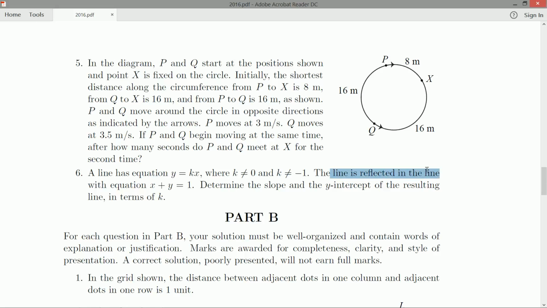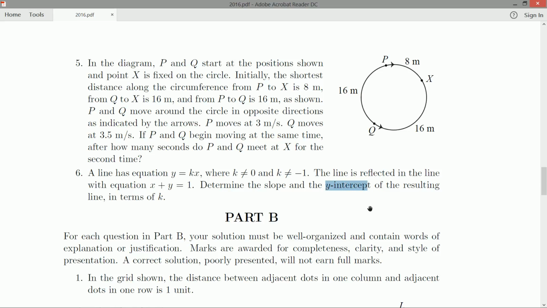The line is reflected in the line with equation x plus y equals 1. So this is an equation of a line in standard form. If you're more comfortable with it, you can rearrange this to be y equals mx plus b. I know that's what a lot of people like. But I'm guessing there might be a reason they gave it to us as x plus y equals 1. We'll see. Determine the slope and the y-intercept of the resulting line in terms of k.